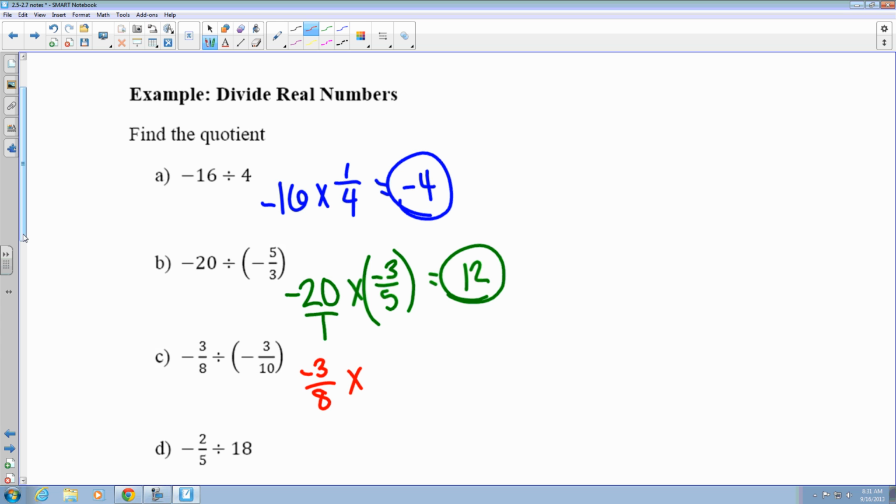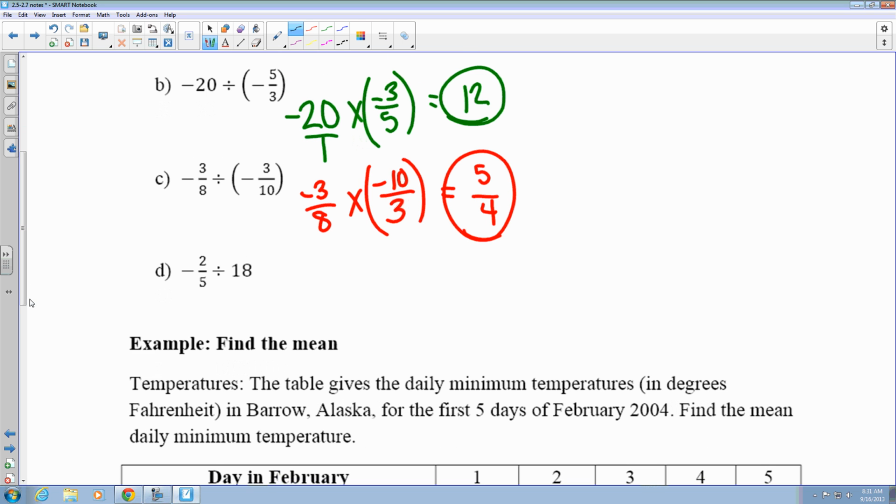Alright, I need to multiply by the inverse. The 3's cancel, and the 8 and 10 simplify to 4 and 5, so this is 5/4. Last one, negative 2/5, we need to multiply by the inverse, 1/18. The 2 and the 18 cancel to 1 and 9, so that's negative 1/45.